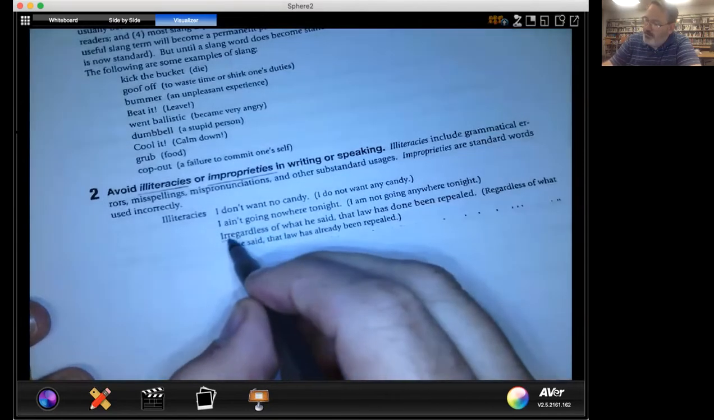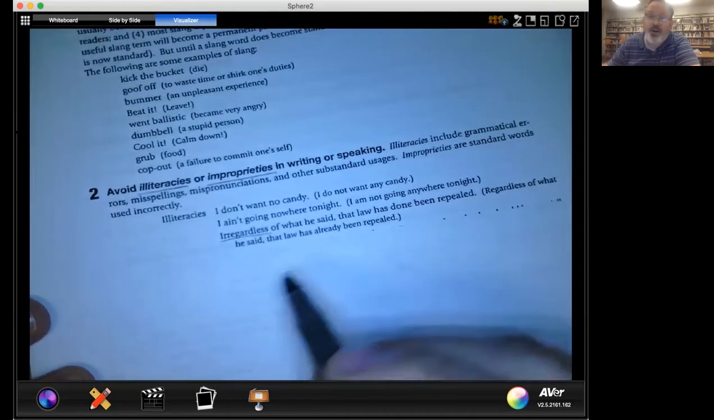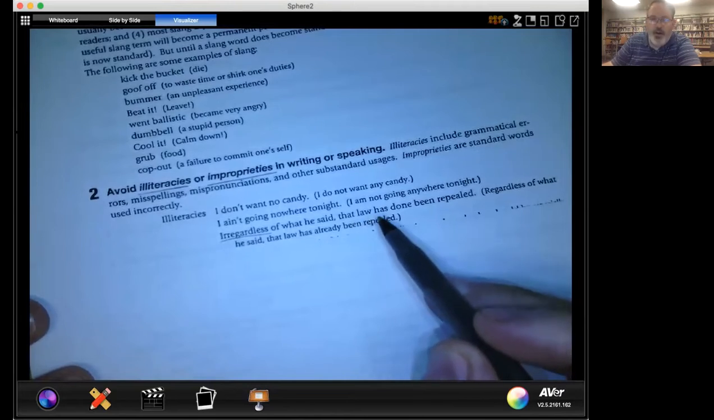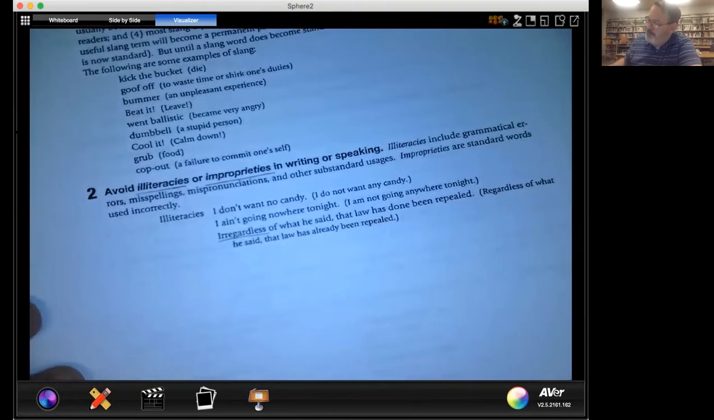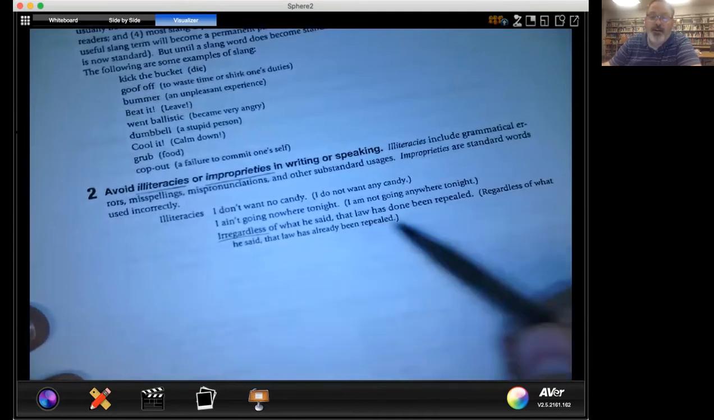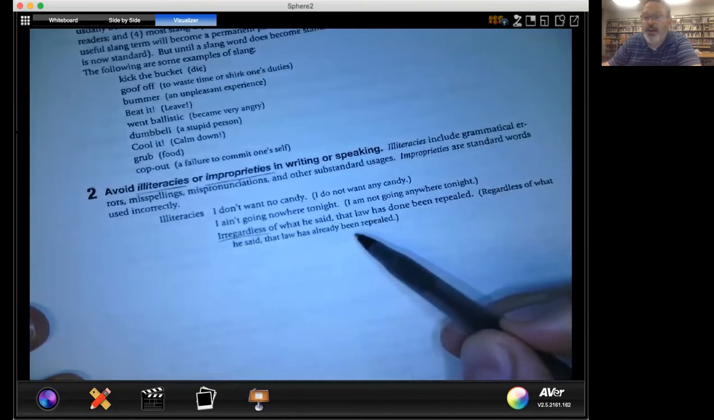Irregardless, please take note. Stop using it if you use it. If you hear someone use it and you have influence over them, don't be rude, but tell them, irregardless is not a word. Regardless of what he said, now that's correct. The law has been repealed. It sounds like people I have had conversations with before. The correct way of saying that is, regardless of what he said, the law has already been repealed.